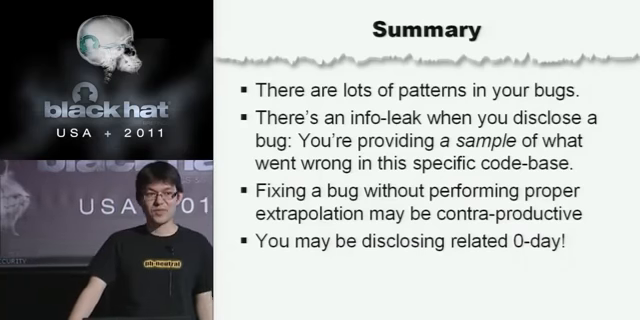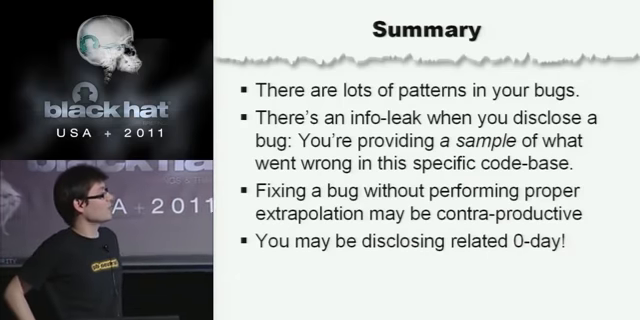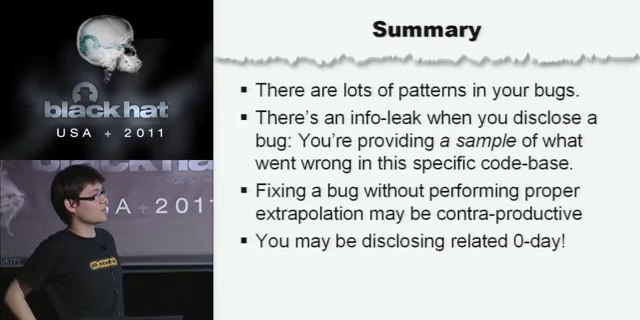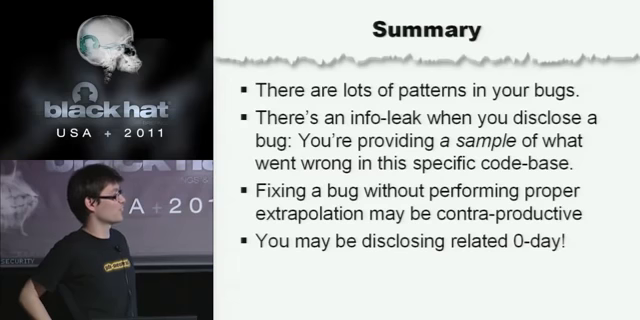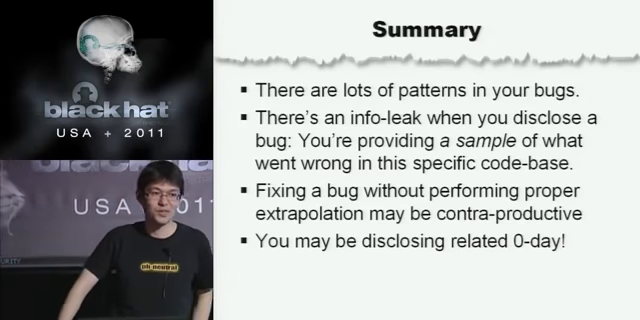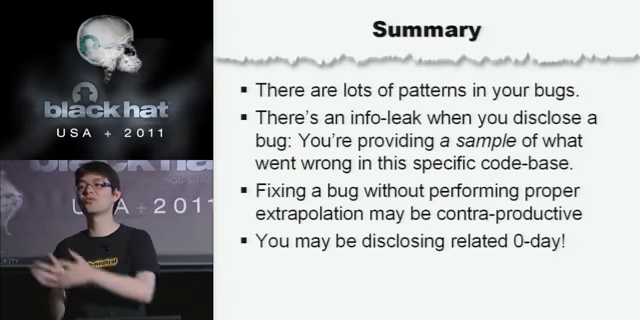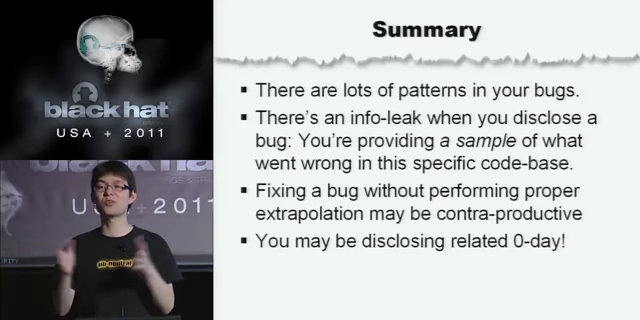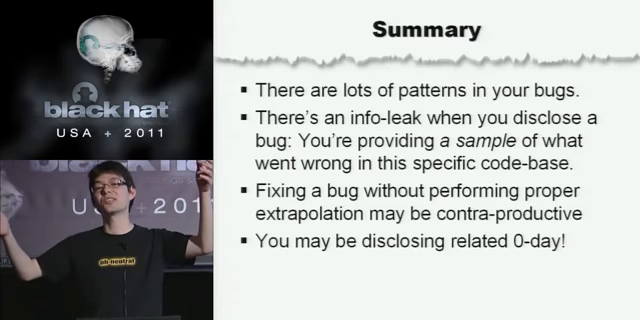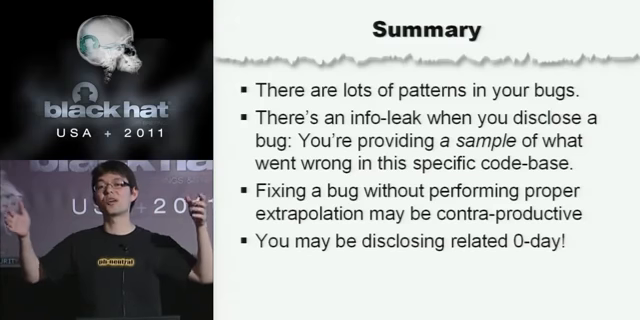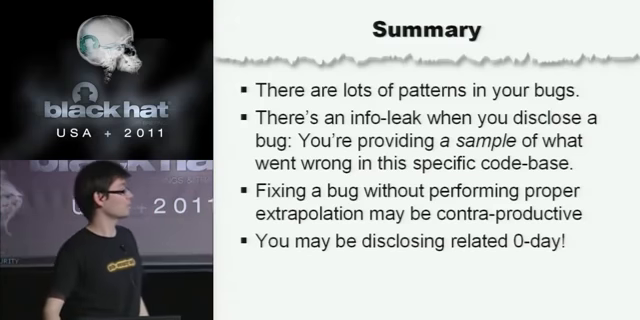So, in summary, what I think this shows is, well, there are lots of patterns in your bugs. This doesn't show that. That's the assumption, basically. But it does show that there's this info leak. When somebody discloses a bug, they're giving you a template of what's going wrong. And that's especially nice for you if you're just getting into a code base, because usually then you know nothing about it. And having a set of bugs that existed in the past gives you a lot of information of what can go wrong here.